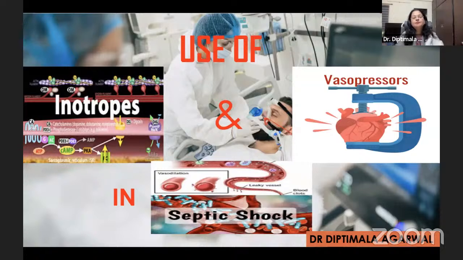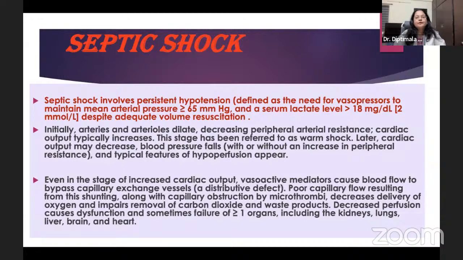I'll be speaking on use of inotropes and vasopressors in septic shock. What is septic shock? Septic shock involves persistent hypotension, defined as the need for vasopressors to maintain mean arterial pressure above 65 millimeters of mercury and a serum lactate level of more than 2 millimole per liter, despite adequate volume resuscitation.